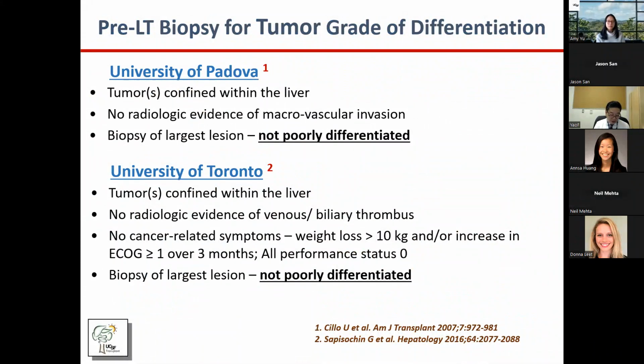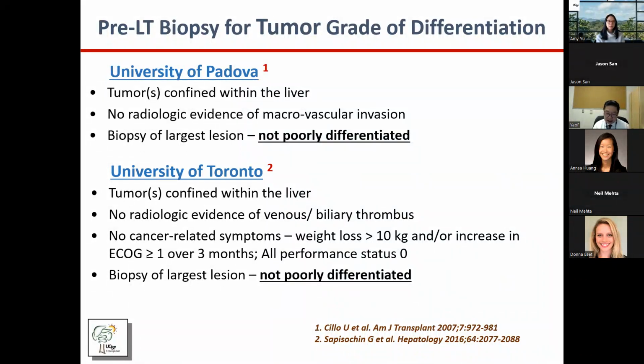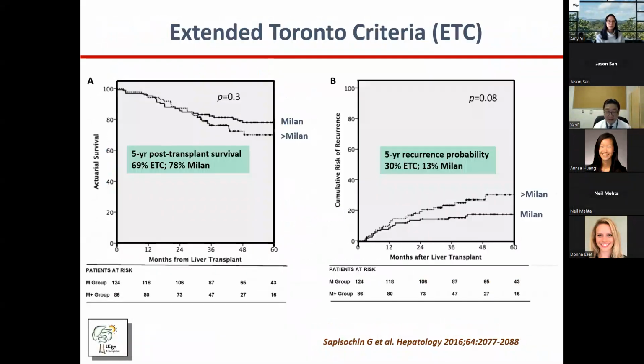Now, there's a different approach taken by some investigators. Instead of trying to think about how these patients behave, they actually biopsy these tumors, and they would exclude patients from liver transplantation if the biopsy showed a poorly differentiated tumor. Both the University of Padova and the University of Toronto have taken this approach. The Toronto group also excluded patients with cancer-related symptoms, including weight loss or poor functional status.